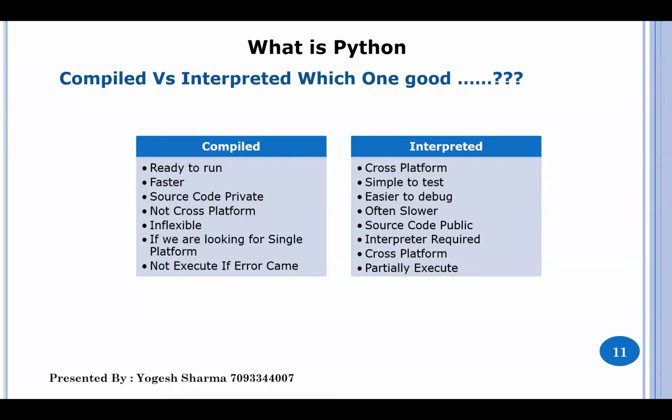So if you are working in the interpreter based approach, if your language is an interpreter based language, so in most of the cases that language works on both the platforms, means you no need to write different code for different environments. Single code will run on Windows machine as well as Mac machine. So here the points what I mentioned here. Interpreter cross platform होता है, simple to test, easier to debug, often slower, source code public, interpreter required, ये सब चीजें कुछ plus and minus point हैं.